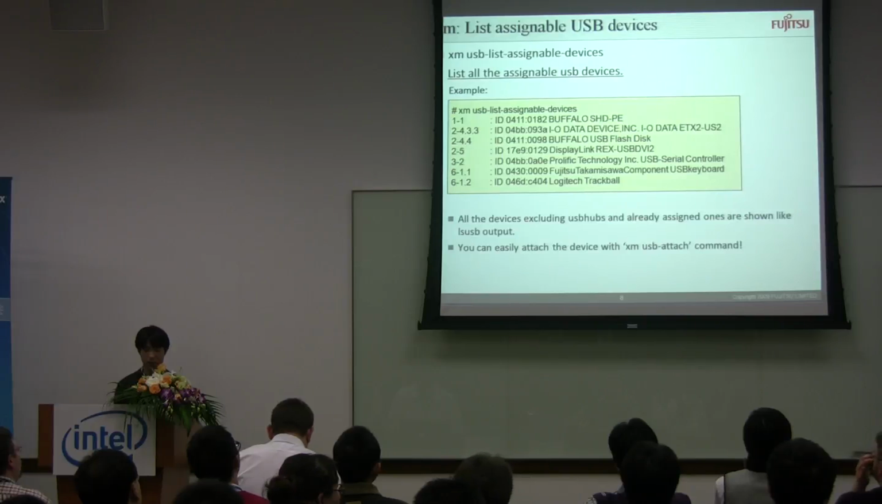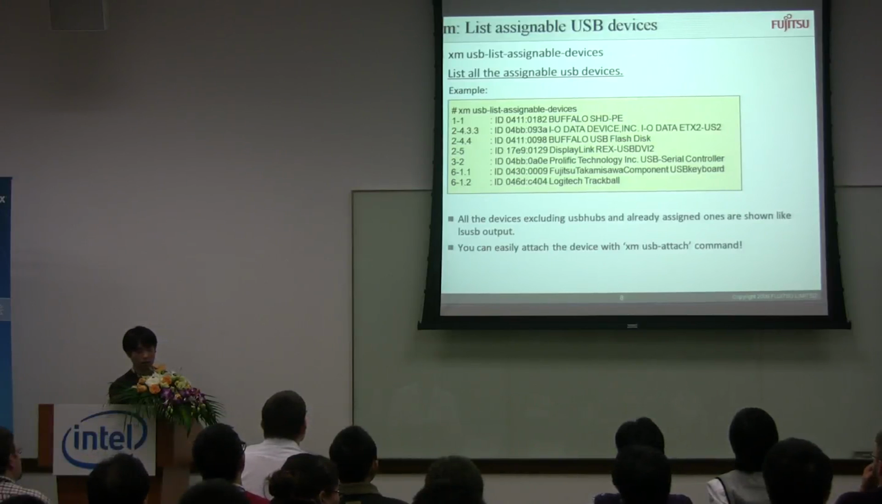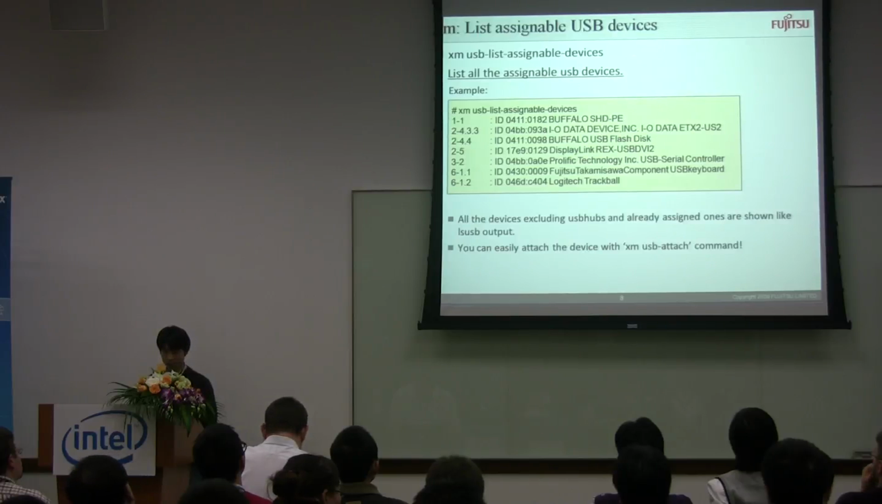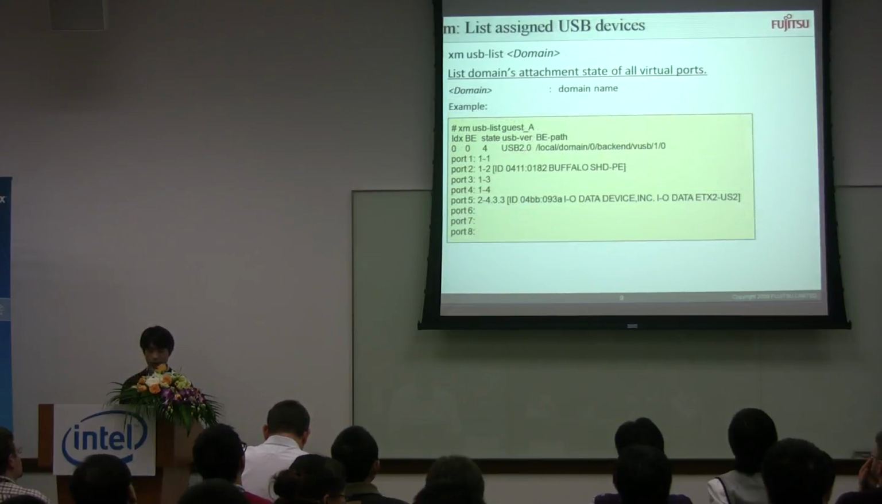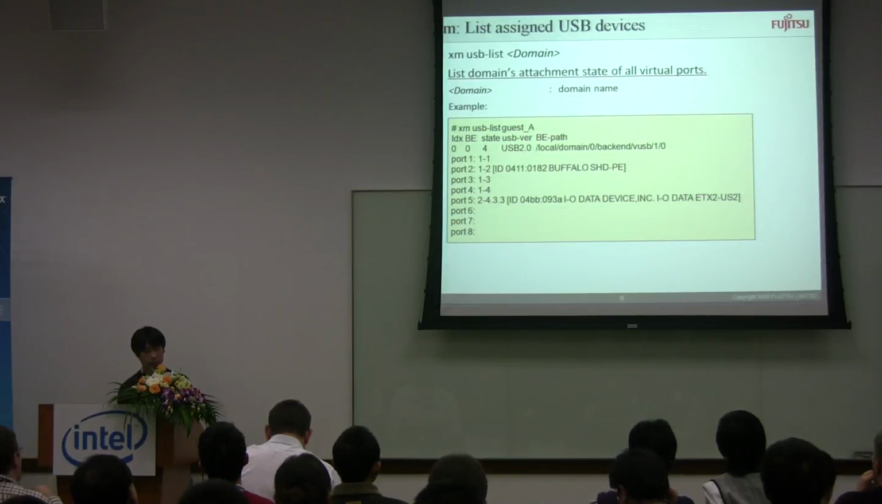The xm usb-list-assignable-devices command name is long, but it is a useful command. This command displays all the assignable devices and the physical paths like lsusb output. You can easily attach the devices by reading the first column of this output. You can display the attachment status of the domain by the xm usb-list command. If the port is associated with a physical path, it is displayed. In addition, the devices attached to the port are displayed after the port, within brackets.